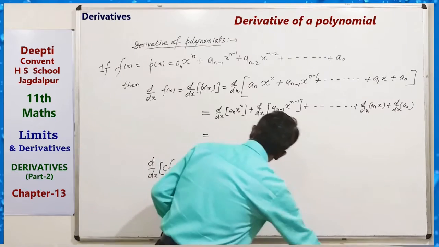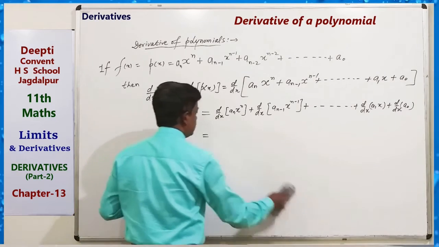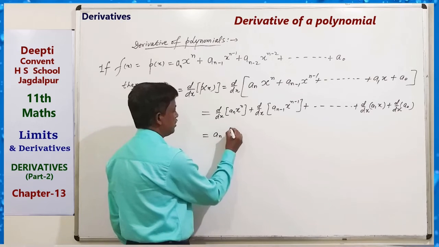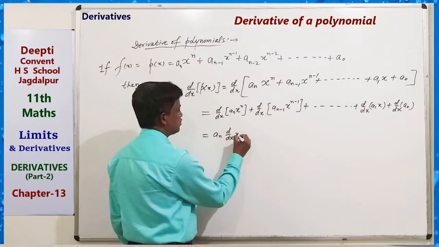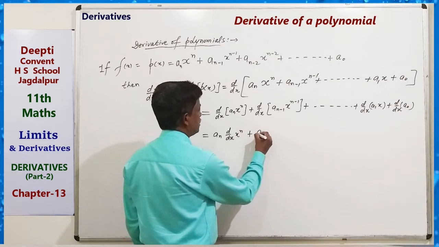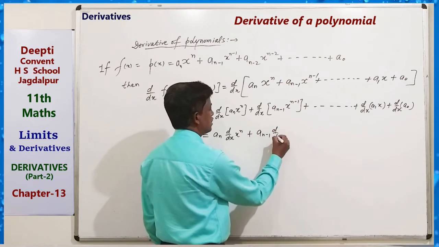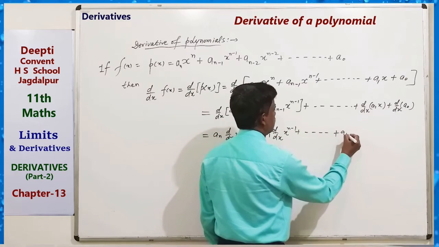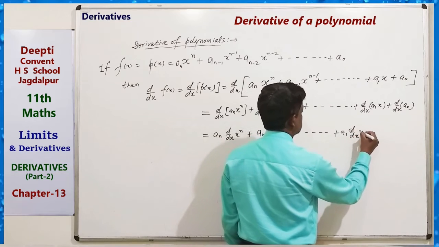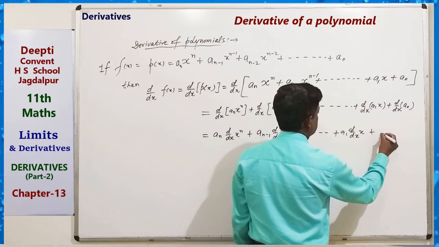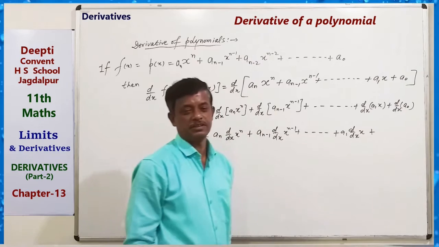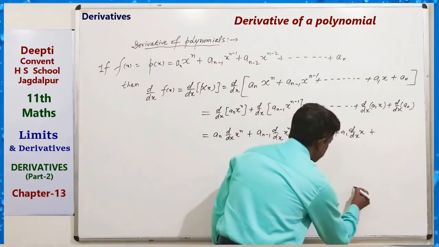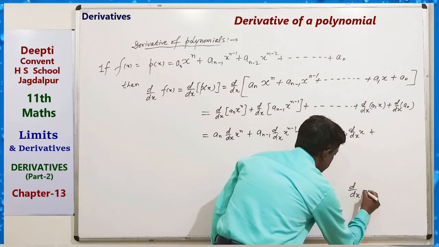So a constant term can be taken outside of the derivative, just like with limits. We get a_n d/dx of x to the power n plus a_(n-1) d/dx of x to the power n minus 1 and so on. Here a_1 d/dx of x plus the derivative of the constant function, which is 0. Just remember it: the derivative of a constant is 0.